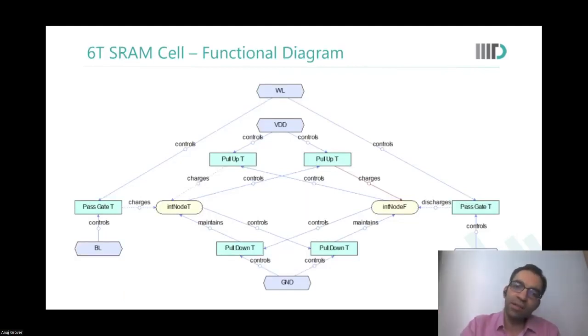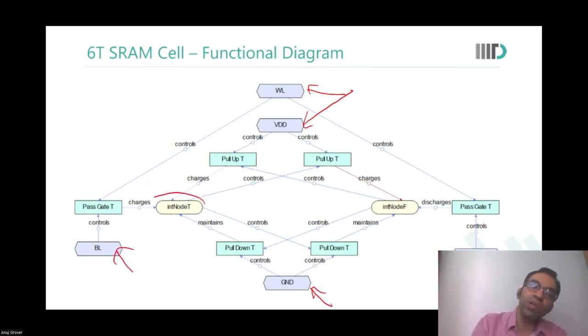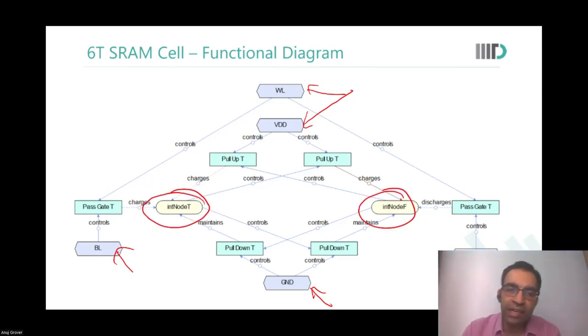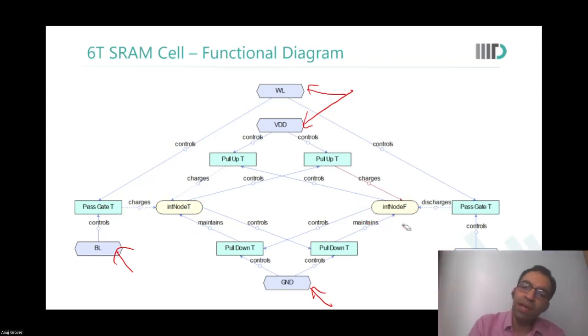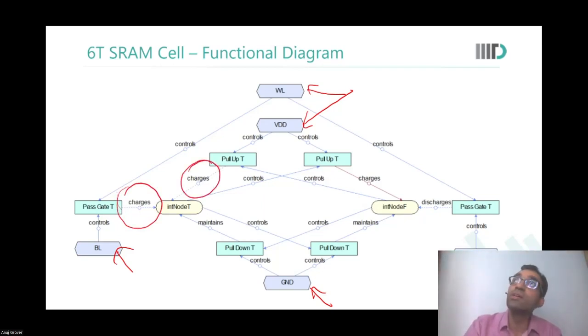And then we made the model. You notice that we have these super system components: word line, supply, ground node, bit line, bit line bar, and so on. And there are two targets, int node T and int node F. Int node T needs to charge up and int node F needs to discharge. And what are the insufficient functions? We know that the pass gate T charges it very slowly and the pull-up T also charges it very slowly.